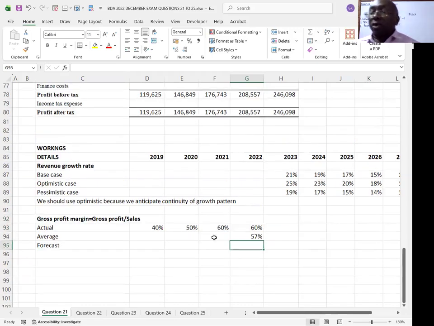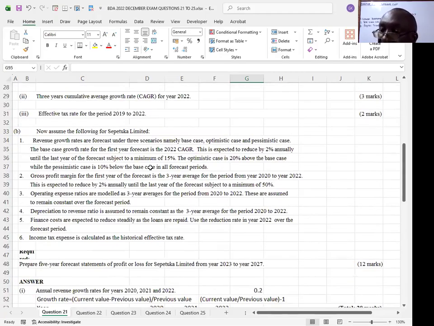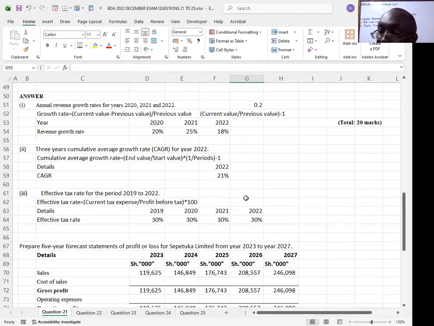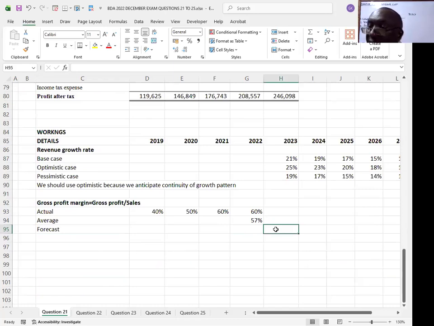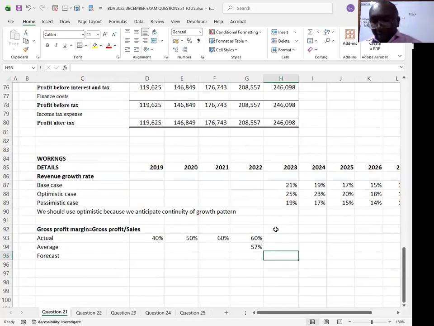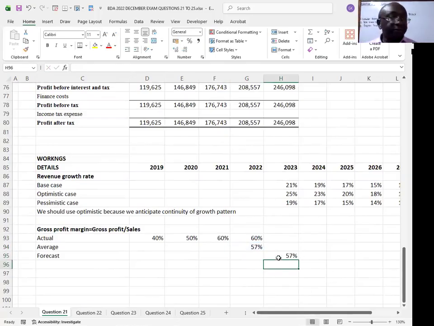So the forecast, turudi tuangalia wanasema nini about the forecast. They are saying the gross profit margin for the first year of the forecast is the 3-year average from 2020 to 2022. Hiyo tushapata. This is expected to reduce by 2% annually until the last year of the forecast, subject to a minimum of 50. Tukikuja hapa kwa forecast for the first year of 2023, the forecast ni hii. Hii forecast hii 57. Hiyo ndio forecast.